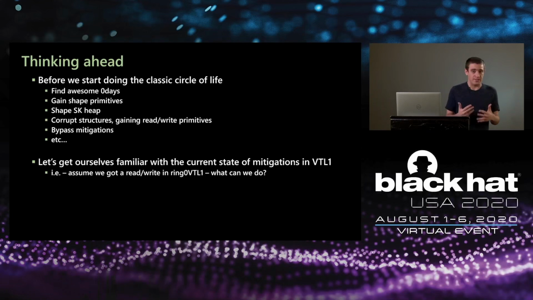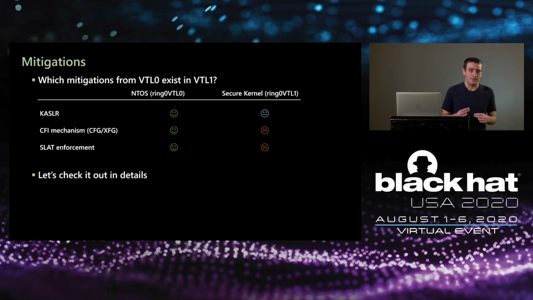And in order to answer this question, we really need to talk about mitigations. Because as you know, we have great mitigations in the normal kernel, but unfortunately, not all of those mitigations made their way into the secure kernel. For instance, the secure kernel image binary does go through randomization on every boot, but there are still many hard-coded addresses. We don't have CFI, and unfortunately, we don't have SLAT enforcement, which is one of the key features of VBS. So let's dig in here.